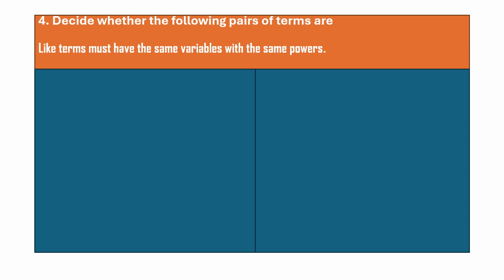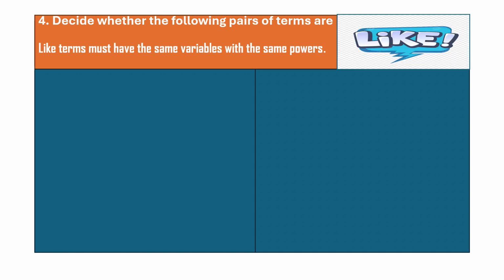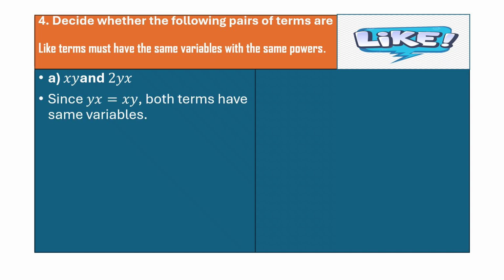Let's understand. Decide whether the following pairs of terms are like terms. So xy and 2yx. Please remember like terms must have the same variables with the same powers. Now here, yx is equal to xy, they both are like terms and they have the same variables. You might wonder the position of yx and xy is different. Children, if you take 2 into 1 or 1 into 2, the product will be the same. So both terms have the same variables.